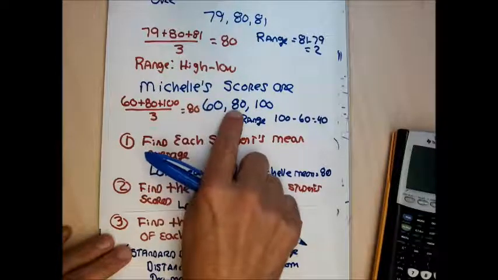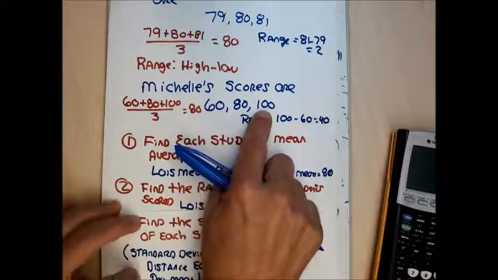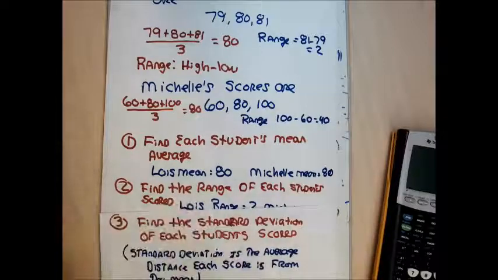Her score of 80 is 0, it's tied with the mean, and her score of 100 is 20 above the mean. I want to find the average distance. If I want to find the average distance each one of those scores is from the mean of 80, I can find the standard deviation.